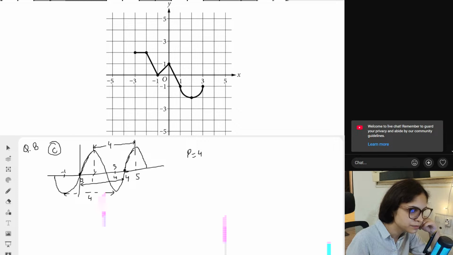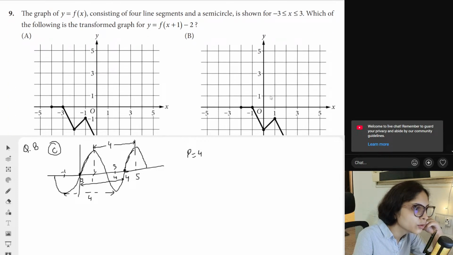Now this is the next question. Question number 9. So this is the graph given to us. Now what is the question asking? It consists of 4 line segments and a semicircle and is shown from negative 3 to 3. Which of the following is a transformed graph for y is equal to f of x plus 1 minus 2? So f of x plus 1 minus 2.